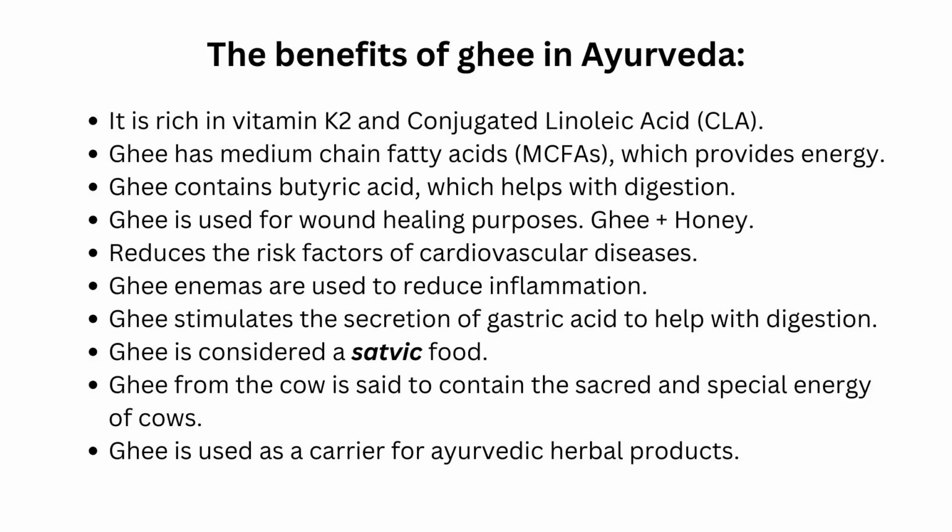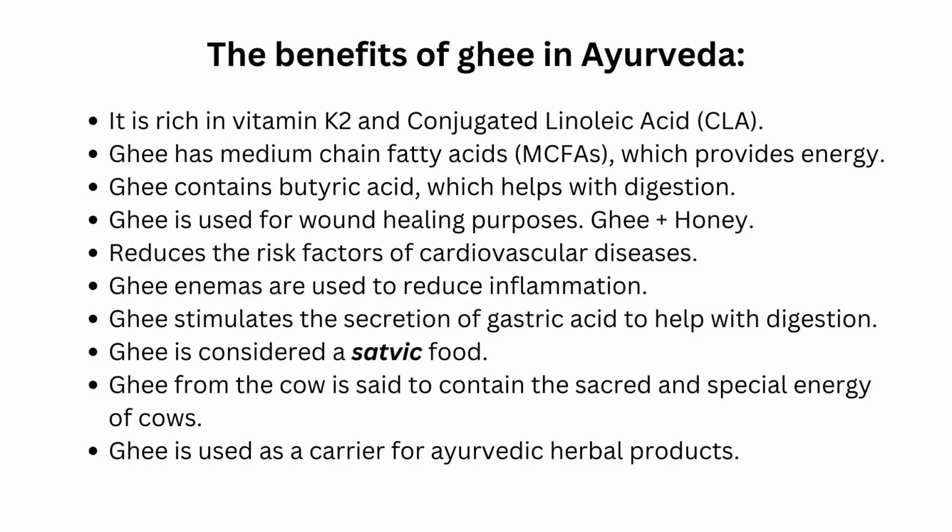Ghee contains butyric acid, a short chain fatty acid that helps with digestion. According to the article, the stomach converts the fiber that we eat into butyric acid that is used for energy, intestinal wall support, and to aid the production of gut cells that promote a strong immune system.